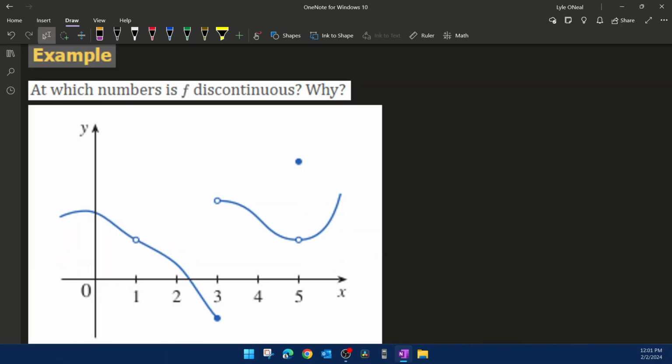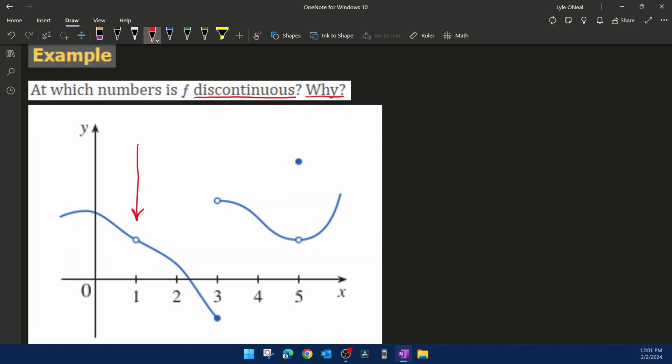So for our first example, it says at which numbers for this function that's graphed is the function discontinuous. In other words, we want to know where this function is not continuous, and then we want to state why. Now the why is going to be you listing at which of the three criteria it fails. And our first number that we need to look at is 1.